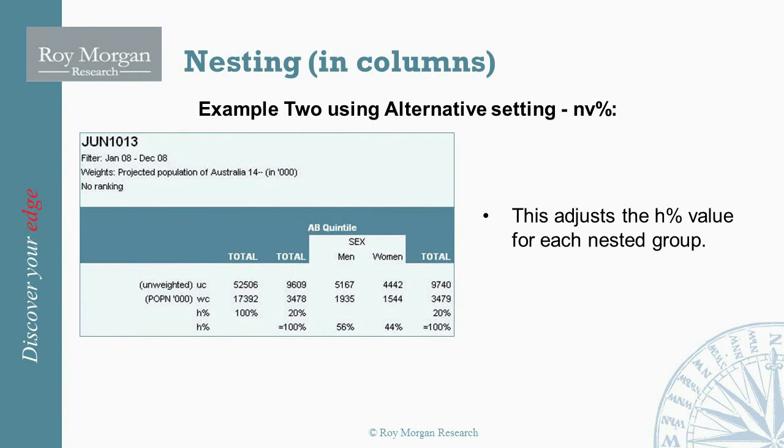Here we have example 2, again using the alternative setting NV%. This is where we have nested columns rather than rows, and this adjusts the H% value for each nested group. The H% of the nested groups is the weighted count of the group divided by the weighted count of the group within which it is nested. So this tells us that 56% of ABs are men.